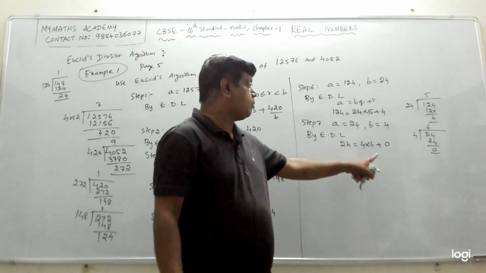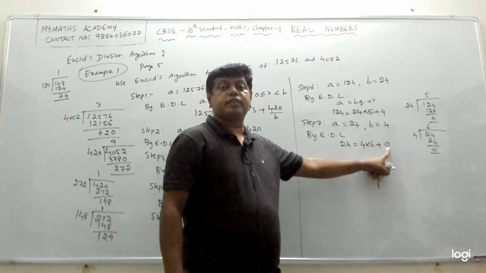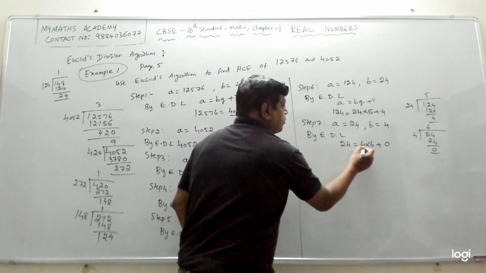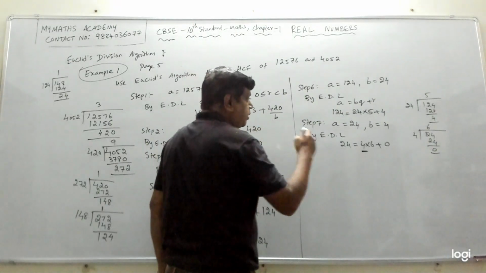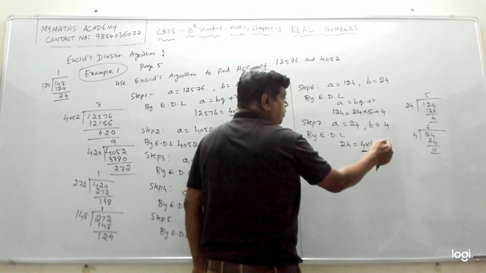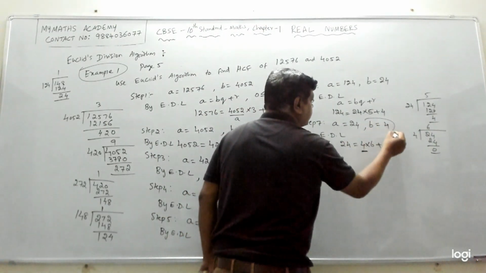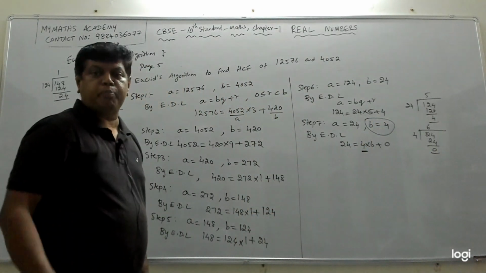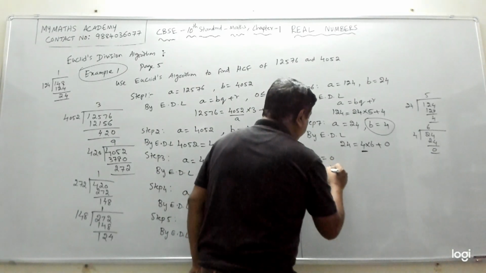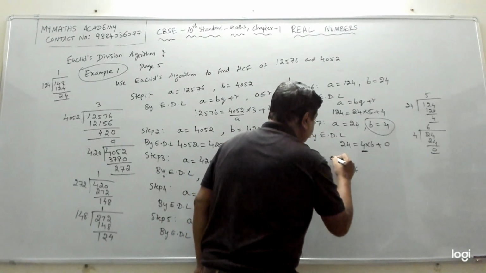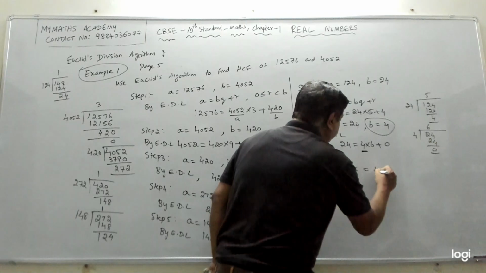The moment the remainder becomes 0, you have to stop and your HCF will be the B. This one. What will be your HCF? Whatever is the B in the step where 0 comes, that is your HCF. The B of that step is your HCF. So therefore, R equal to 0. Therefore, HCF is what? HCF equal to 4.